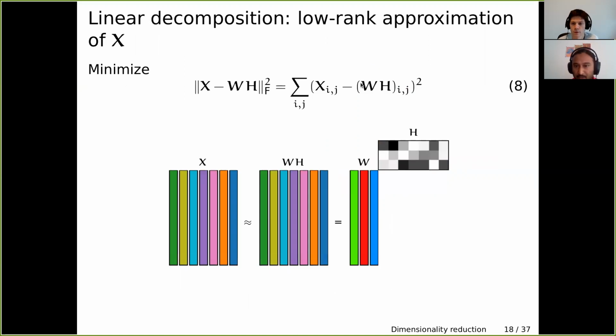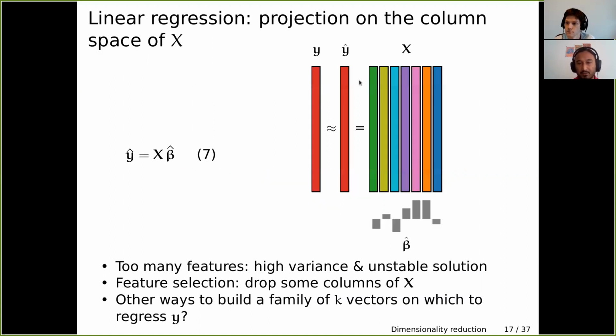Just a quick question, or I guess a clarification that would be useful to me. When you're doing feature selection, the column values of X don't change for the ones you are keeping. The whole point of this matrix decomposition or transformation, what you call a family of k vectors, is that the set of k vectors will have a different representation of X. Is that fair to say?